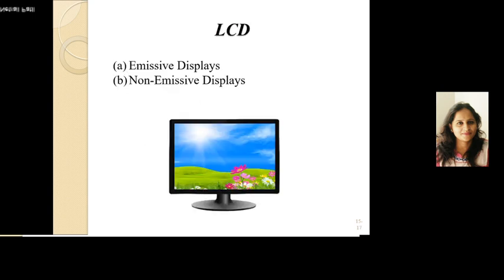Next one is LCD. Again, there are two types of LCDs: emissive displays and non-emissive displays. LCD stands for liquid crystal display. LCD monitors are much thinner, use less energy and provide greater graphics quality. LCD monitors have completely made CRT monitors obsolete due to their higher quality, smaller footprint on the desk and decreasing price.